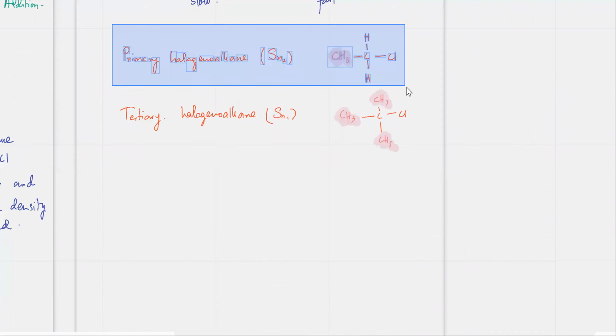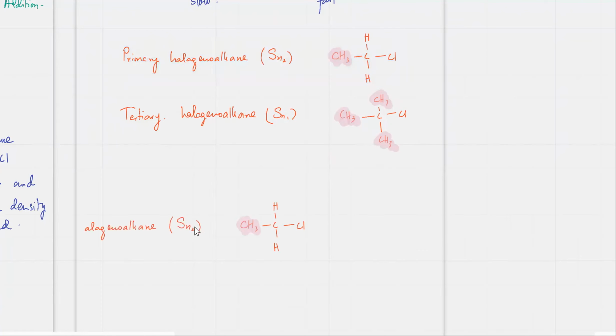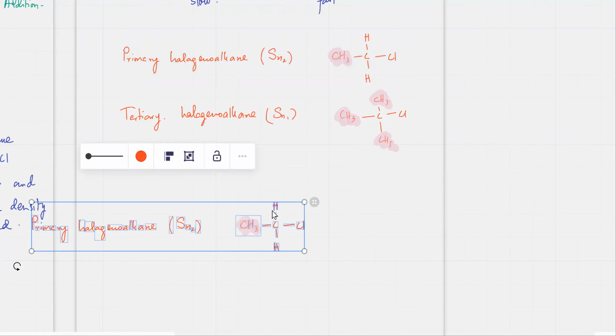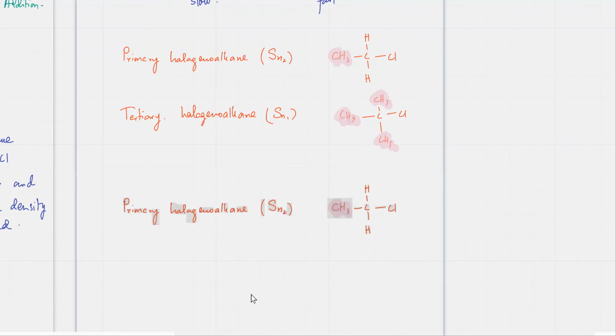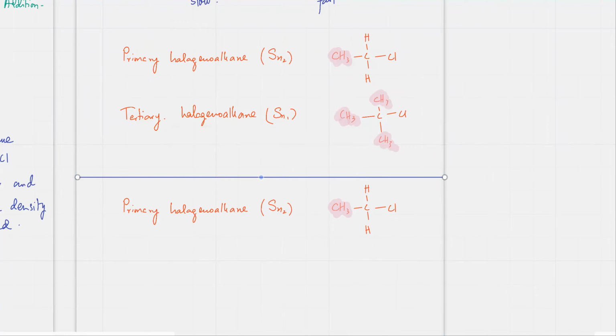This is something which you have already done in AS and which is going to come in your A2 exam as well. So, primary halogenoalkane.